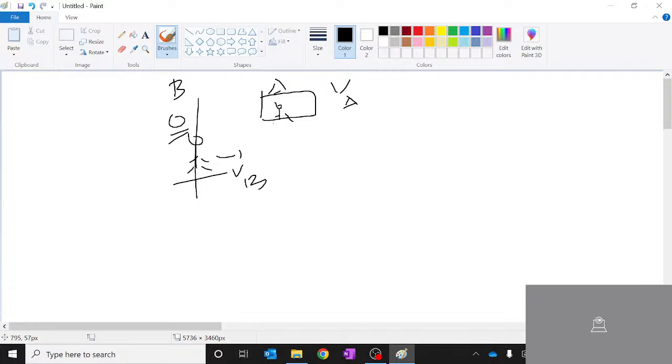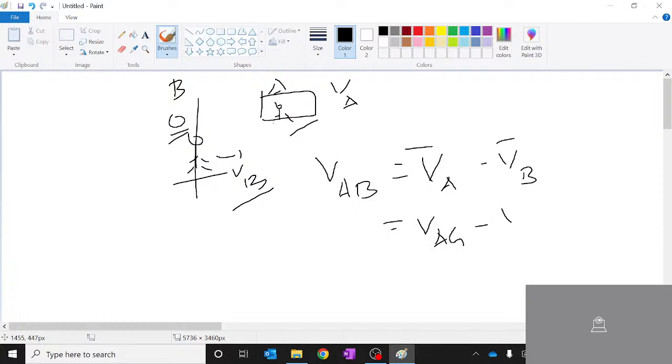From the frame of reference of b, the velocity of a with respect to b is nothing but velocity of a minus velocity of b, because I am the observer. Now when I say velocity of a, it is nothing but velocity of a with respect to ground, and velocity of b with respect to ground. As simple as this.